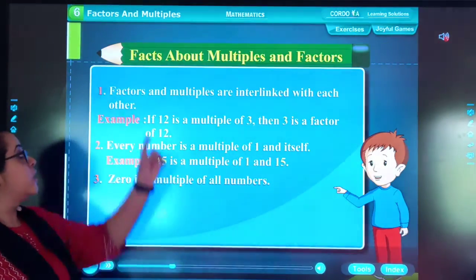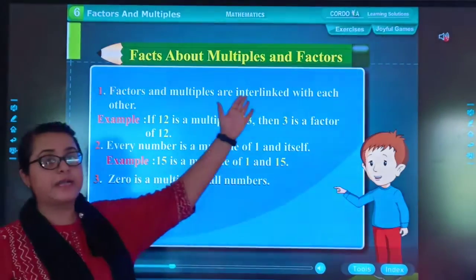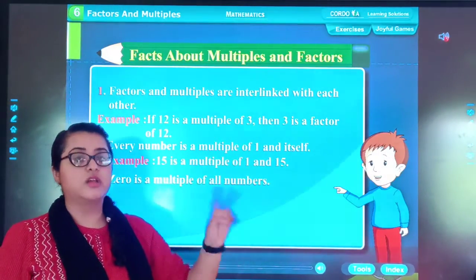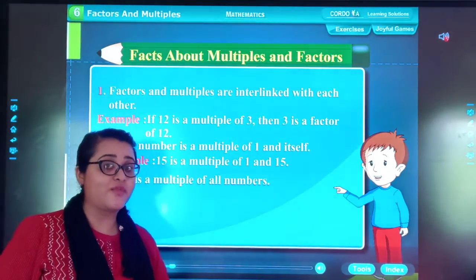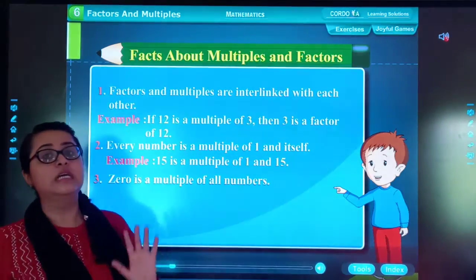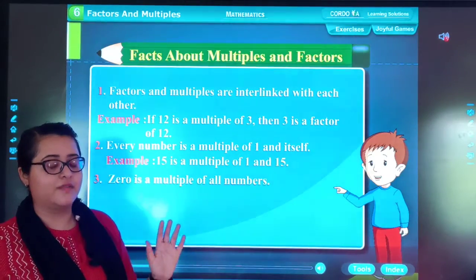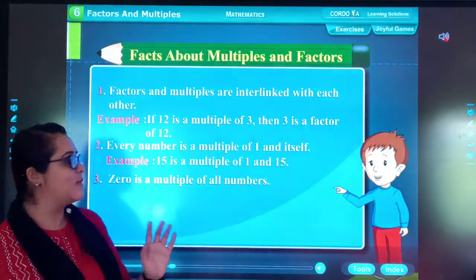Okay students, what was the first rule? Factors and multiples are interrelated with each other. Both will be interrelated. If one is the factor, then that same number will be the multiple, and vice versa.